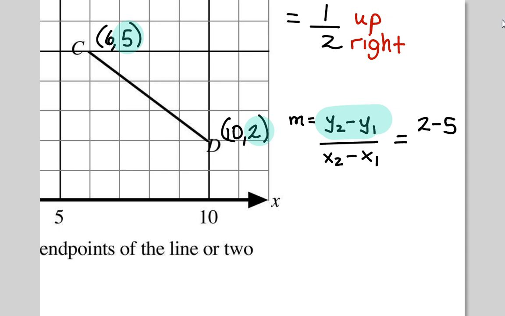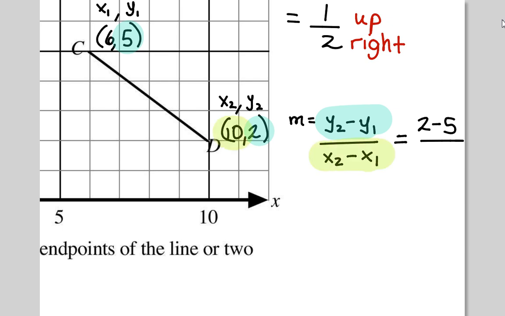Well, I could have done 5 minus 2. Why do I do 2 minus 5? Because you see how it says y2? Just use the point on the right, use the second point. Call this one point 1, and this one point 2. So this would be x1, this would be y1. This would be x2, this would be y2. So 2 minus 5. Now how about the x's?